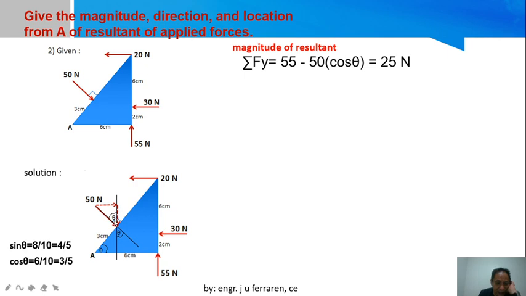And that is adjacent to the angle here, so I can use cosine theta. Okay? So the cosine theta, there's a value here. Let us see how this value is obtained. The cosine theta can be replaced with a value here, which is 3/5. So if this is 3/5, that is 55 minus 50 times 3/5. That is why I obtain 25.